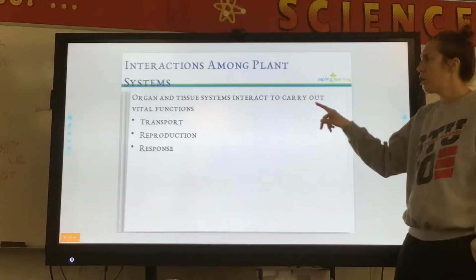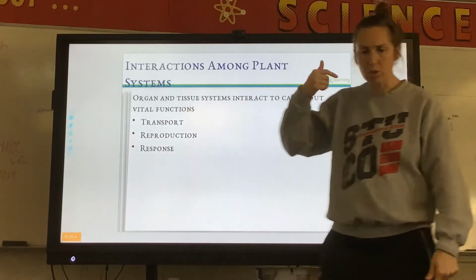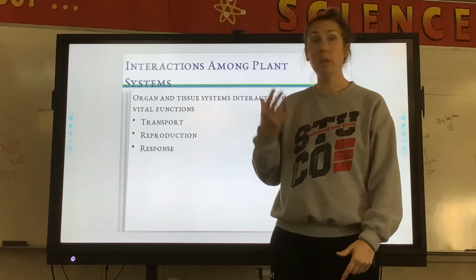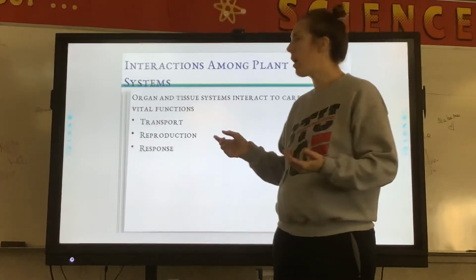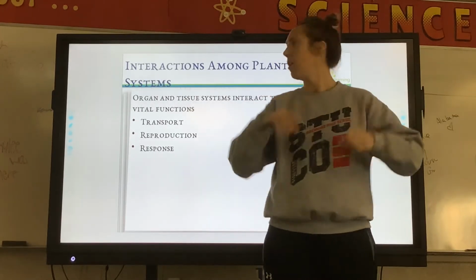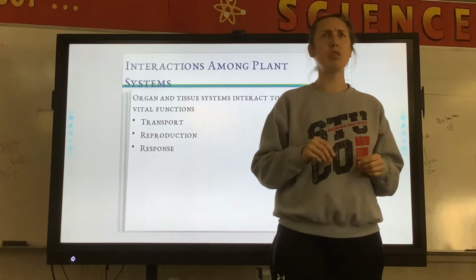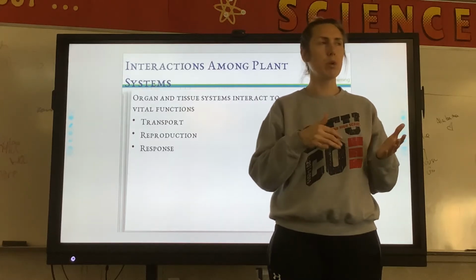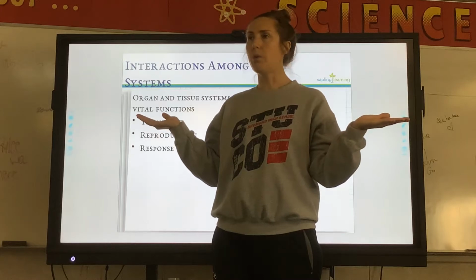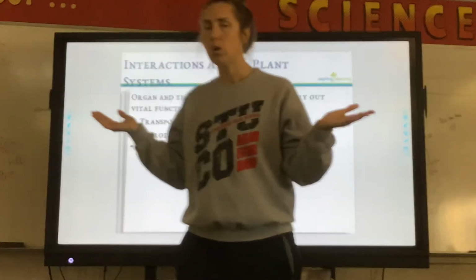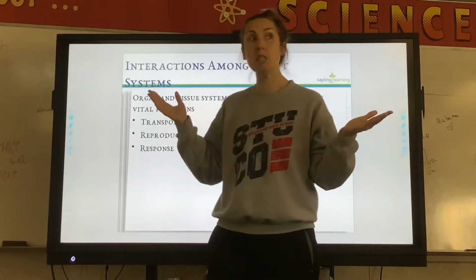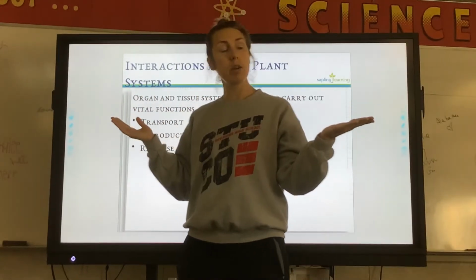Real quick, transport. This is transporting things throughout the plant. We're going to talk about something that transports like water and food. Then you have your reproductive system, which is the flowering part of the plant. And then you have your response, which we're going to touch on today, but we're going to do more notes later. So for example, if I'm a plant right here in the room, do I want to grow towards the door or do I want to grow towards the window? Window. Good.